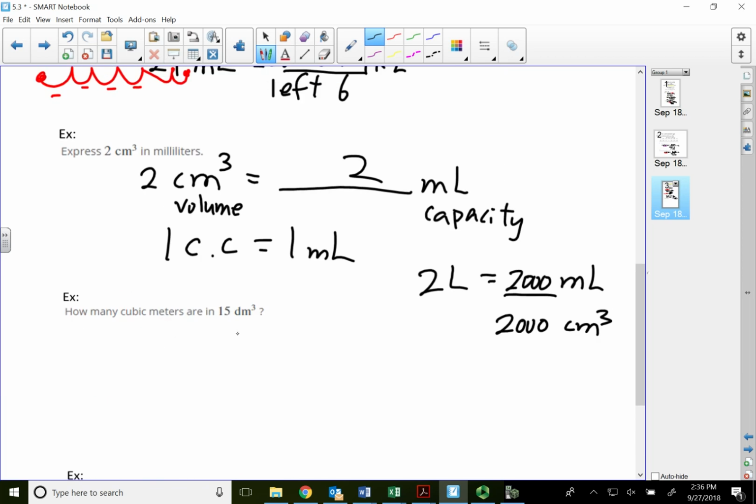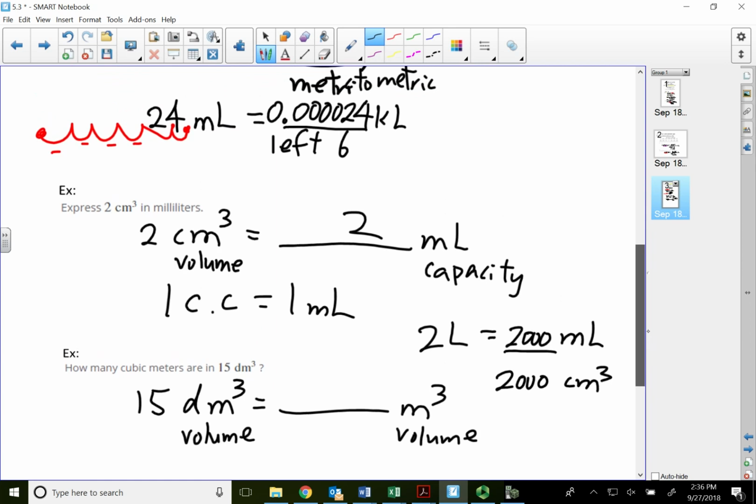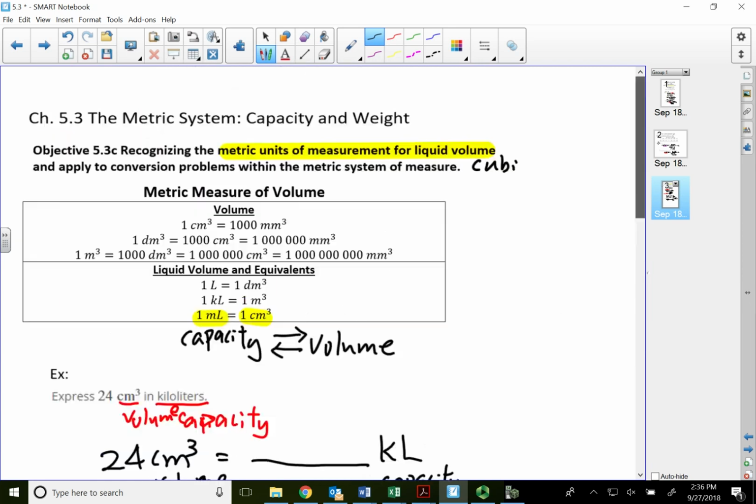How many cubic meters are in 15 cubic decimeters? That's how we say it. When you see cubic, that's volume, and we need to convert into so many cubic meters. So this is a conversion from volume to volume within metric. We look up on the top for anything between cubic decimeter and cubic meters. That's a 1 to 1,000 ratio.